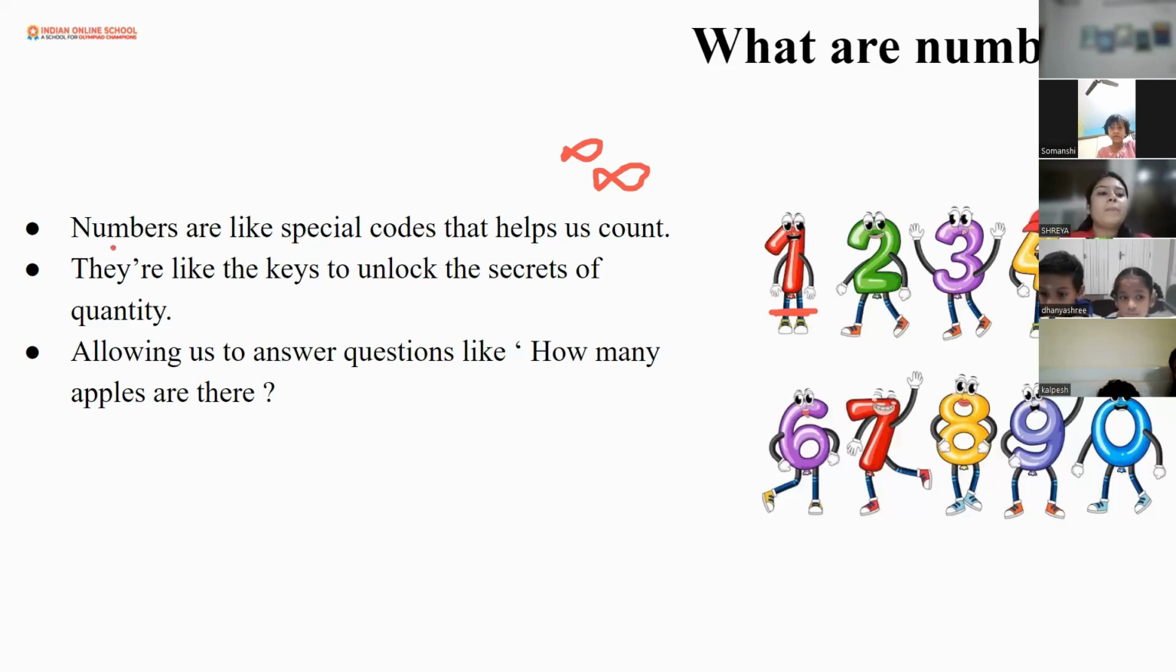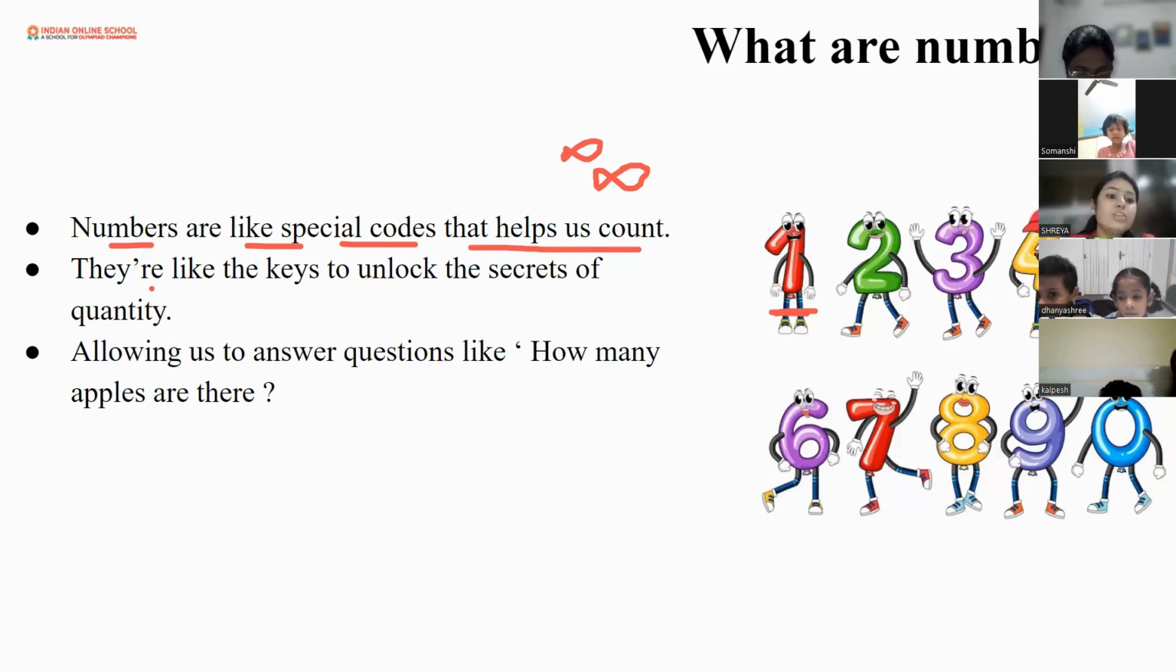Yes. Good. Okay. Now see, numbers are like special codes that help us count. So basically, what do numbers help us do? Count, right? Suppose I place a few oranges. Numbers help me count. How many oranges? If I know the numbers 1, 2, 3, 4, 5, and so on in a sequence, then only I can count how many oranges there are. Yes or no? Suppose I show you my hand. If you did not know the numbers, would you be able to count how many fingers are in my hand? No. You can count because you know 1, 2, 3, 4, 5. You know the digits, you know the numbers, right, all of you?